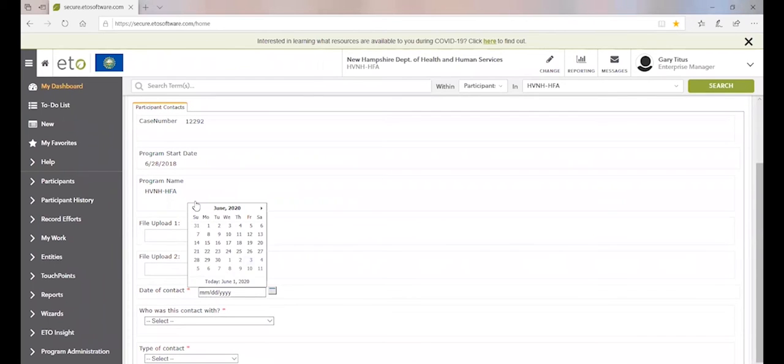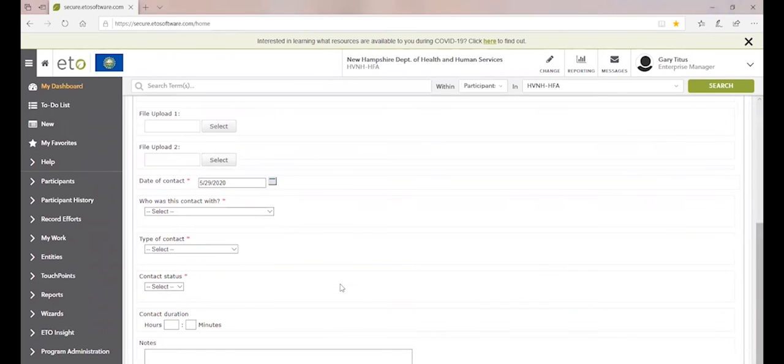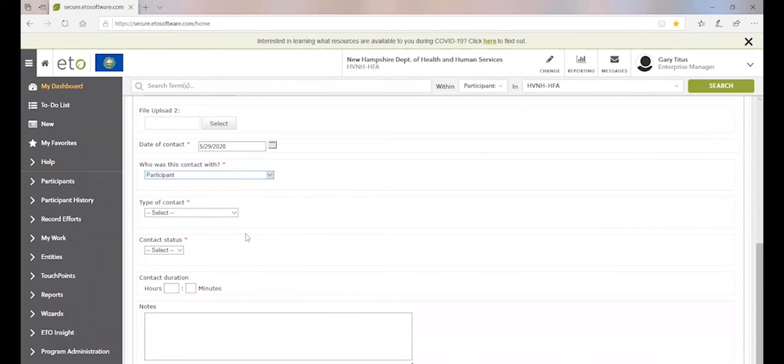Select your date. Of course, I'm going to select it from the 29th. Your contact was with, in this case, I'm going to say a participant. Type of contact is a home visit.